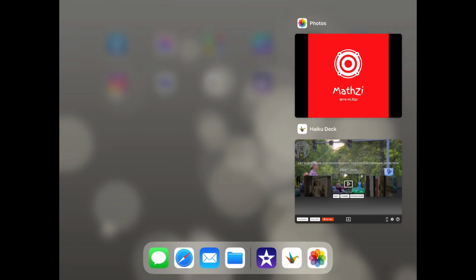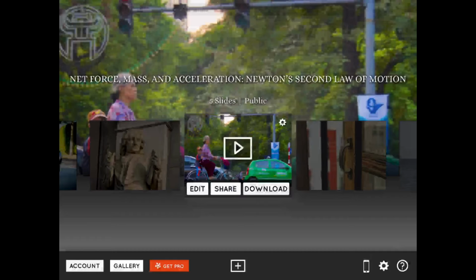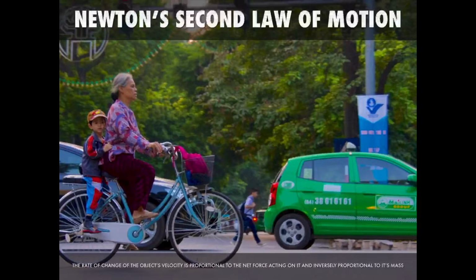Today we're going to discuss net force, mass, and acceleration: Newton's second law of motion. When a non-zero net force acts on an object, the object's velocity changes. Newton's second law says that the rate of change of an object's velocity, that is, the object's acceleration, is proportional to the net force acting on it and inversely proportional to its mass.